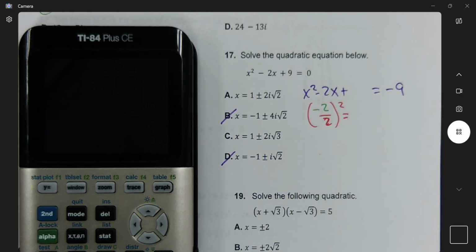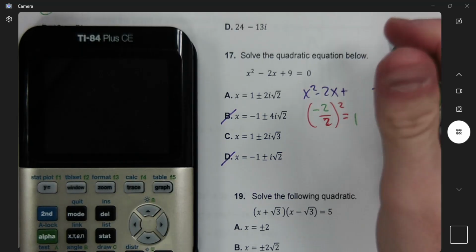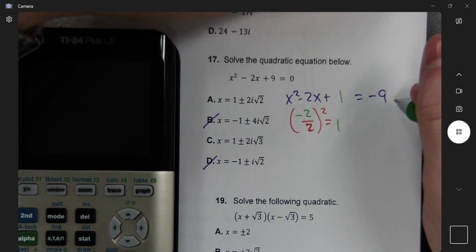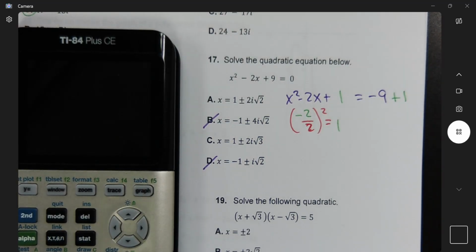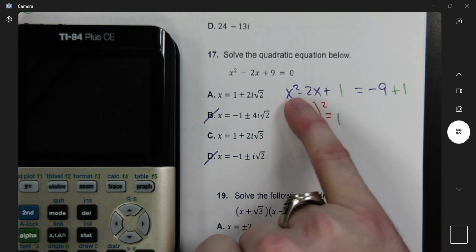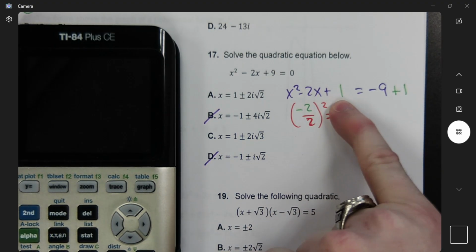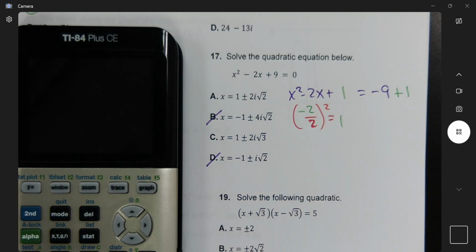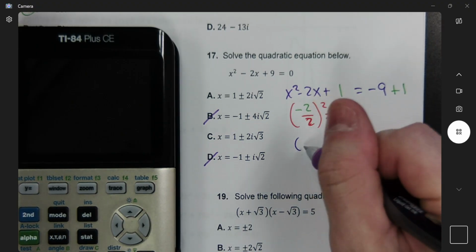That gets you -1 squared, which is +1. You put a +1 right here. But if you add a 1 to the left-hand side of the equation, you have to add a 1 to the right-hand side of the equation like that. Okay. Now this thing on the left side, x squared minus 2x plus 1, now factors perfectly. The two numbers that multiply to 1 that added -2 are -1 and -1. So I get to write it twice.